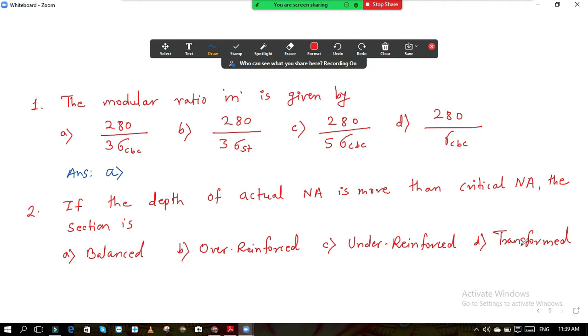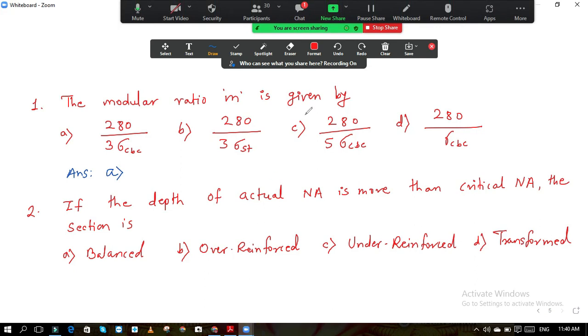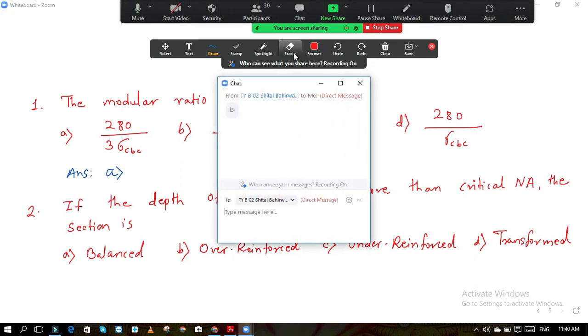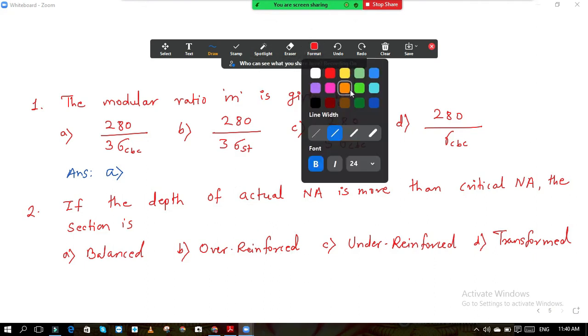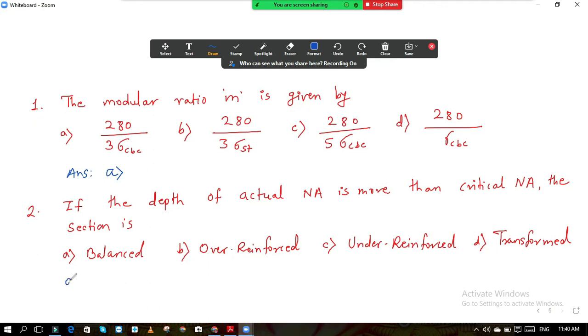Okay, so what is the section if the depth of actual neutral axis is more than the critical neutral axis? B, over reinforced, correct. The answer is B. B is the correct answer. We have already studied this. Answer is B. Actual neutral axis, what does it mean?